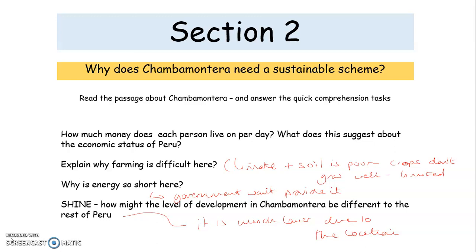The level of development in Chambamontera is going to be much lower due to the location of the town. Okay, we're talking about a lack of resources up there. We're talking about energy, communication, manufacturing is going to be poor. They are literally going to be farmers for the most part, and therefore their income is going to be lower, education is going to be lower, life expectancy is probably going to be lower as well, and their access to clean water is probably pretty good actually because of the river, but their access to food and nutrition is going to be much more difficult.